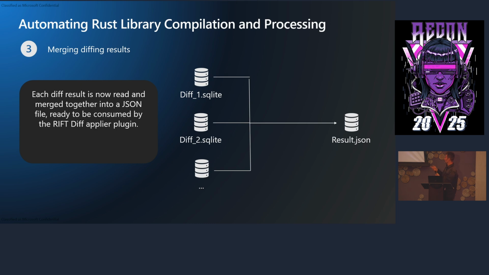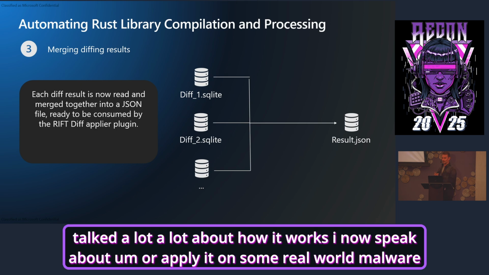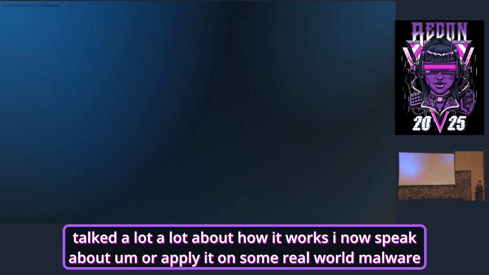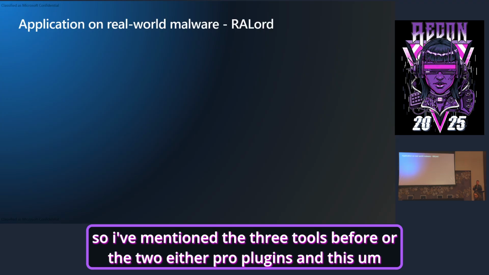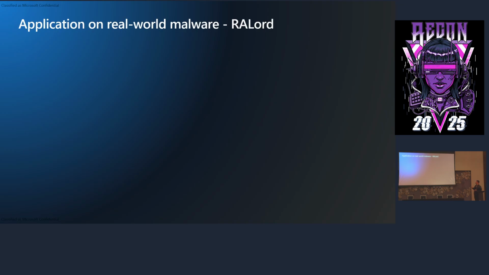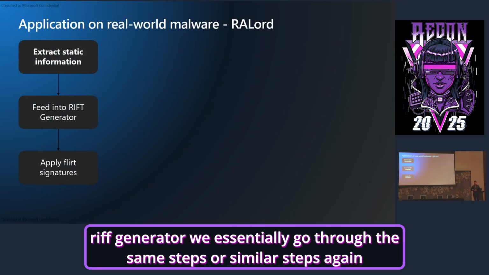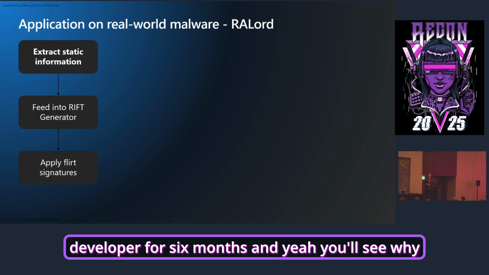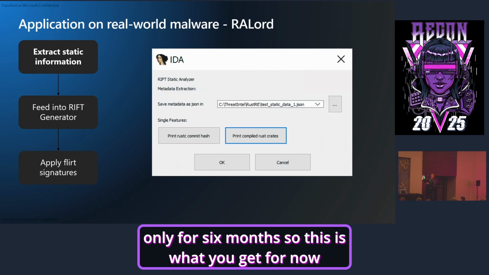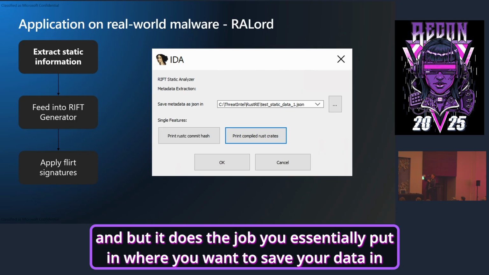So with that, I've talked a lot about how it works. I'll now speak about applying it on some real-world malware. I've mentioned the 3 tools before, the 2 IDA Pro plugins and this Rift generator. We essentially go through similar steps again. We first extract the static information, which is done through the IDA Pro plugin. Now, I was a front-end developer for 6 months, and you'll see why only for 6 months. So this is what you get for now, but it does the job.